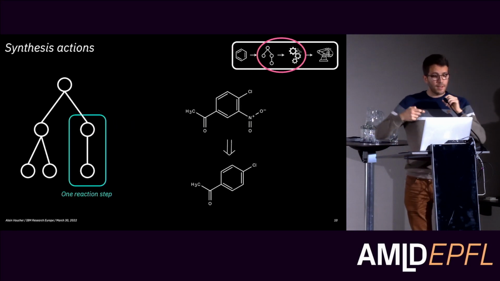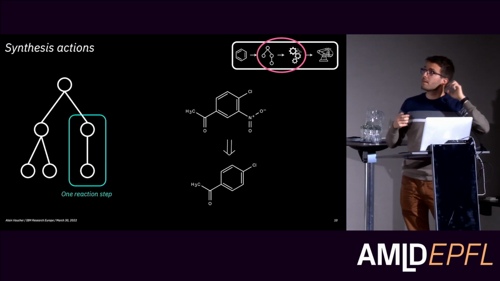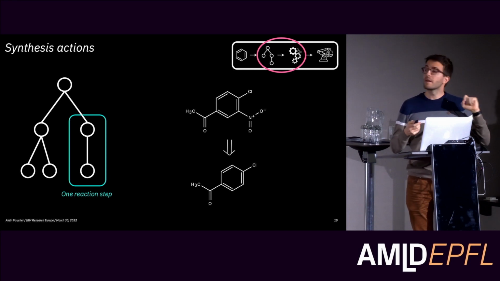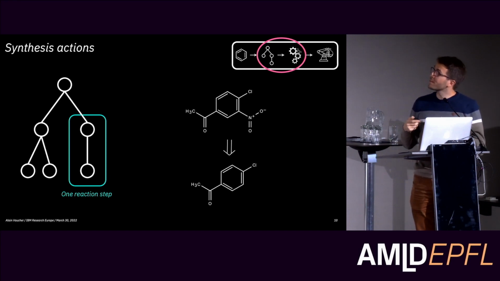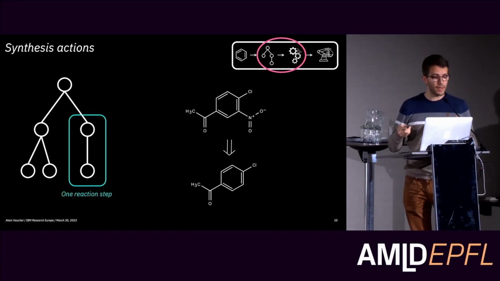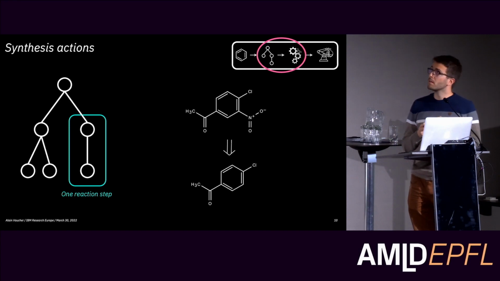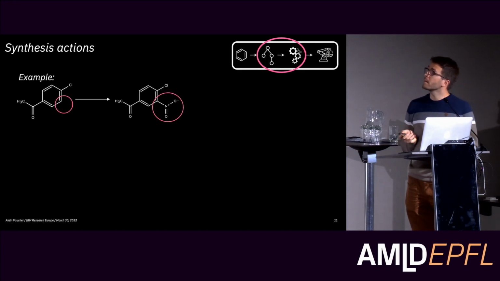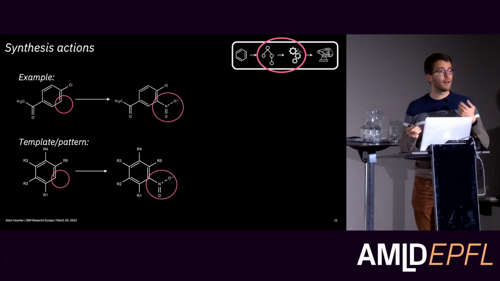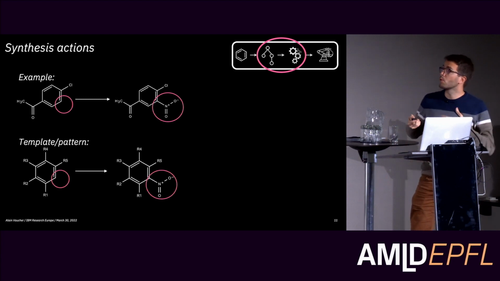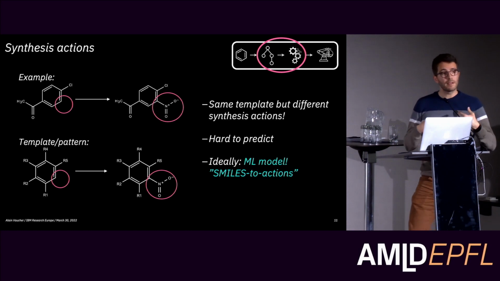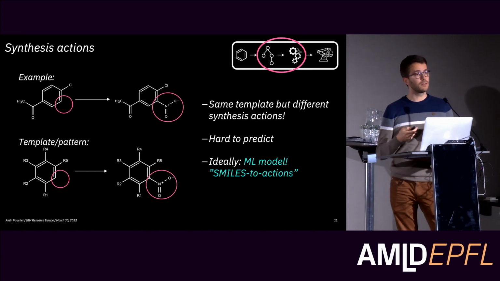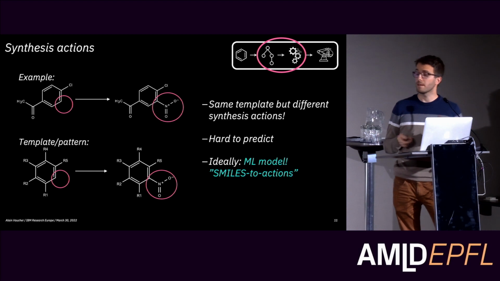Having that, we can then go to the second step, where we take one reaction step and want to determine the actions to make that in the lab. As an example, we can look at this nitration reaction. This nitration reaction follows a more general pattern or a template for a chemical reaction, basically a nitration at an aromatic ring. And it can give us a good idea of how to make that reaction in the lab if we look at this template.